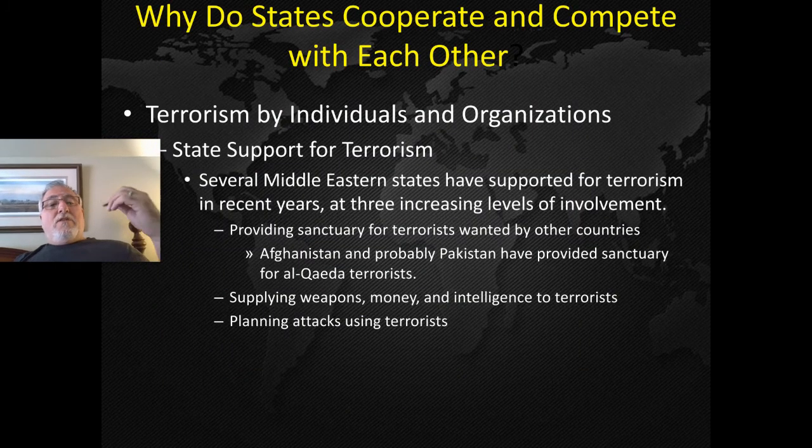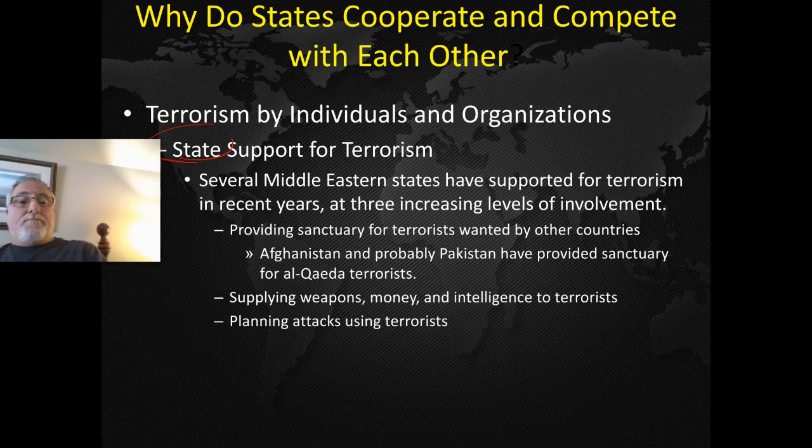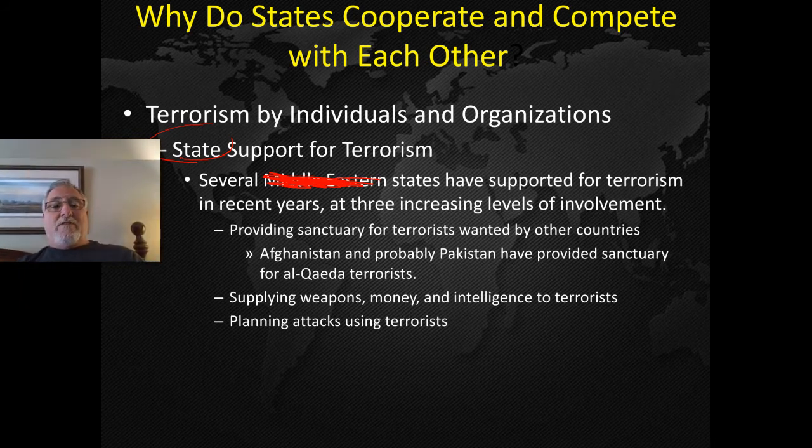There are two types: there is terrorism by individuals, and there's terrorism by organizations. There are several states, member countries, that support terrorism. Several Southwest Asian states support terrorism in recent years. They provide sanctuary, places for them to hide. Afghanistan is one of them.